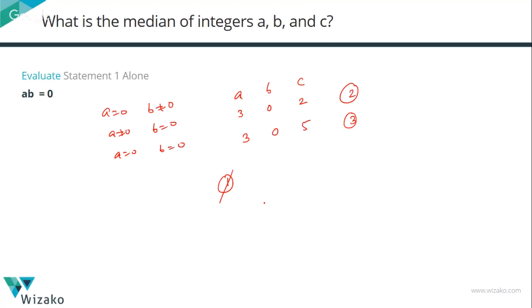The moment you rule out 1, rule out answer choices A and D. A says 1 alone is sufficient. D says the statements are independently sufficient. So what are we down to? We are down to 3 answer choices, B, C, or E.